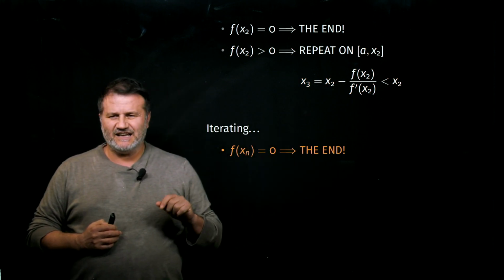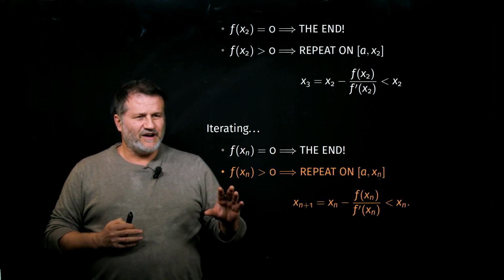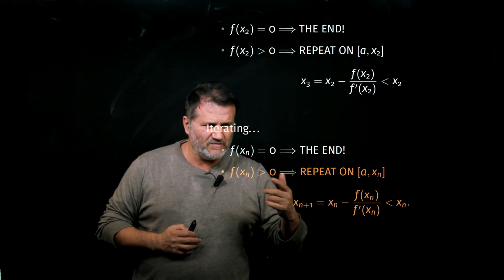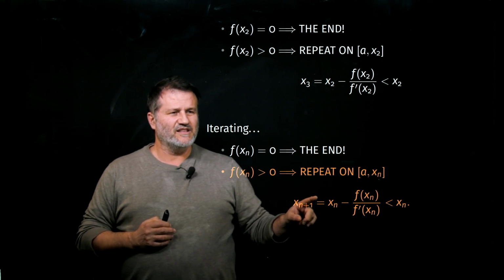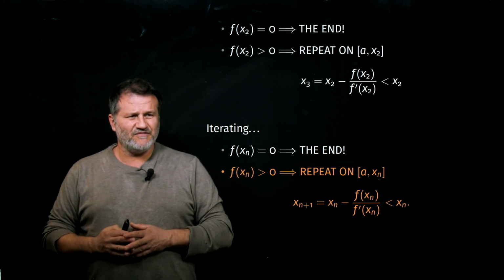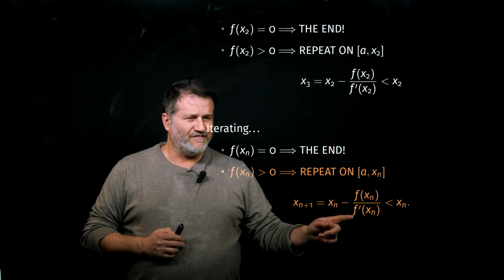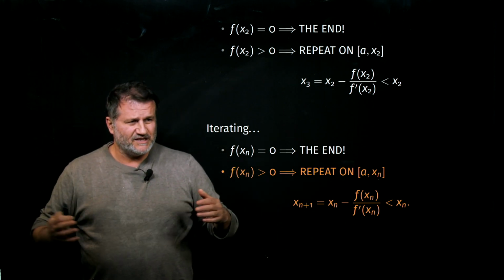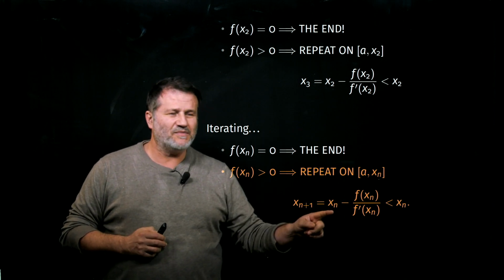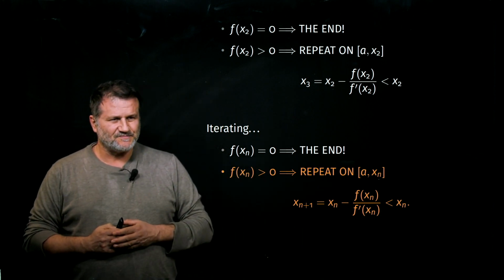Either we find an xn for which f(xn) is equal to 0, then we stop. Or for every xn, f(xn) is strictly positive, and we build a new x(n+1) through this formula: xn - f(xn)/f'(xn). Since at point xn the function is positive and the derivative of f is supposed to be always positive, this fraction is positive, so this means that we are subtracting a positive number from xn. So x(n+1) will be to the left of xn.